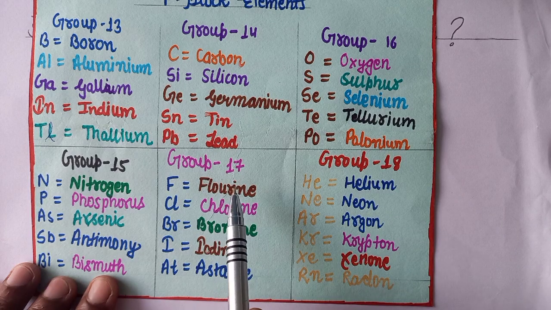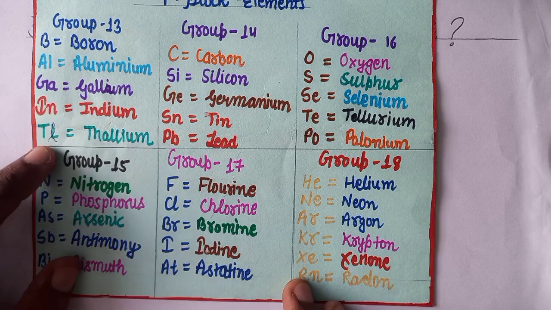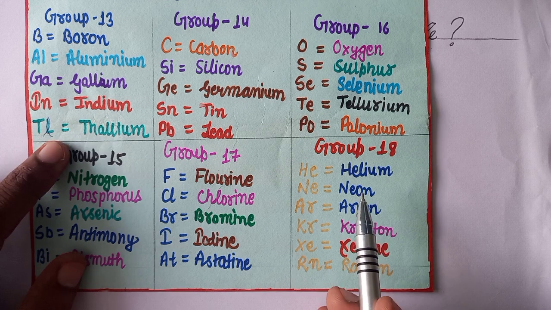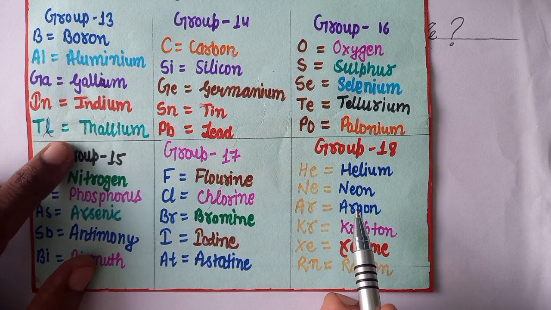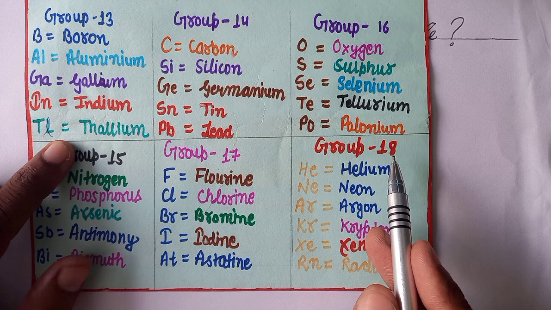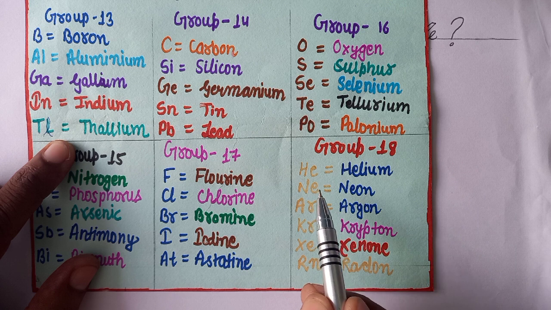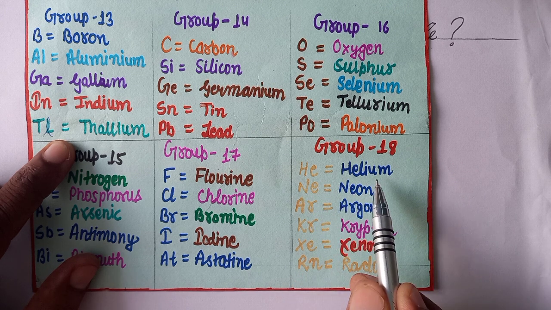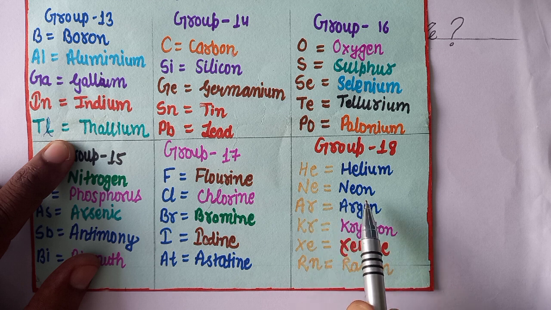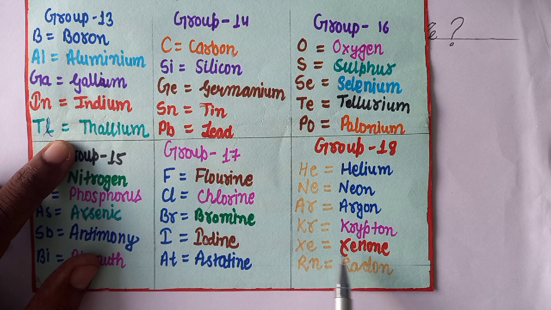Group 17 elements are F for fluorine, Cl for chlorine, Br for bromine, I for iodine, At for astatine. And the last group of P block elements is group 18, which is also called zero group. So the elements are He for helium, Ne for neon, Ar for argon, Kr for krypton, Xe for xenon, and Rn for radon.